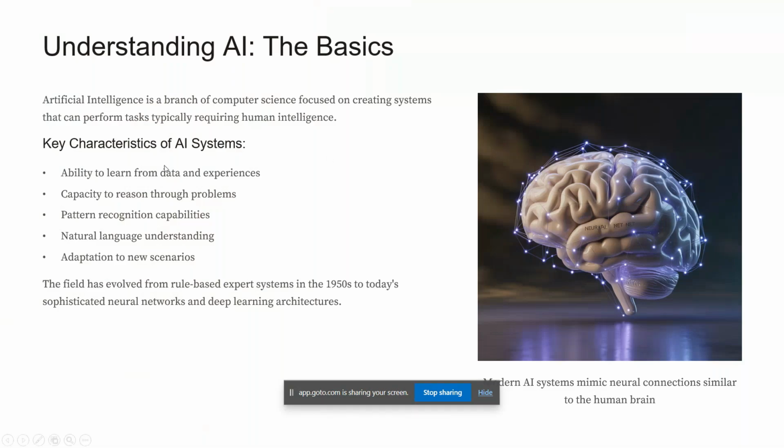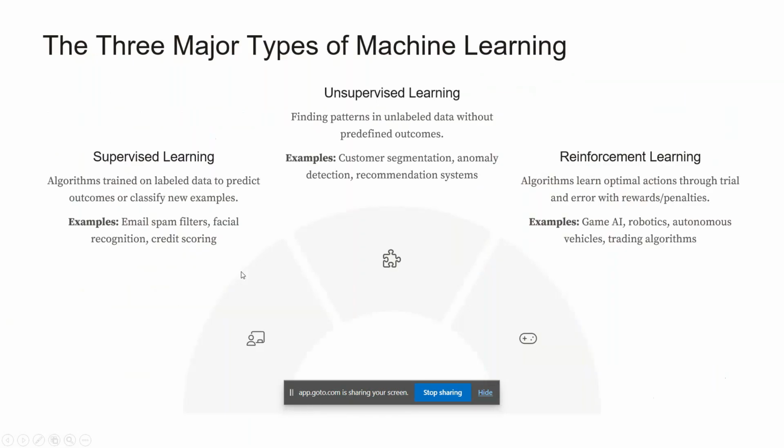Artificial intelligence is a branch of computer science focused on creating systems that can perform tasks typically requiring human intelligence. These are the key characteristics of AI systems, as I told you. There are three major types of machine learning: supervised, unsupervised, and reinforcement.